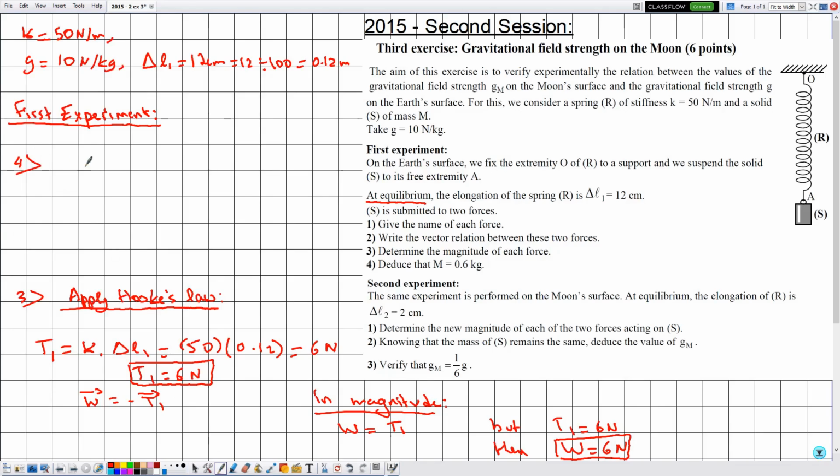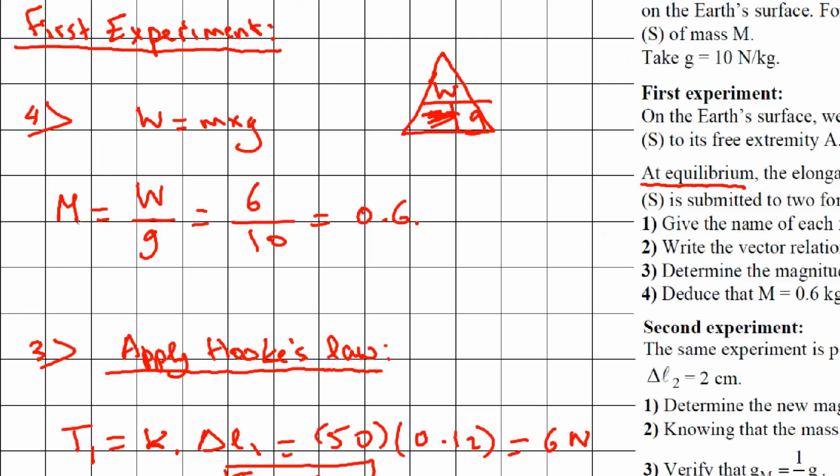Then using that the weight is equal to mass times gravity, and constructing the triangle of this formula, W will be at the top, m and g at the bottom, because we have multiplied. Knowing that we are interested in calculating the value of m, denoted by capital M. The value of W is given by 6 and the value of g is given by 10. Plugging this fraction on the calculator, it will give me 0.6.